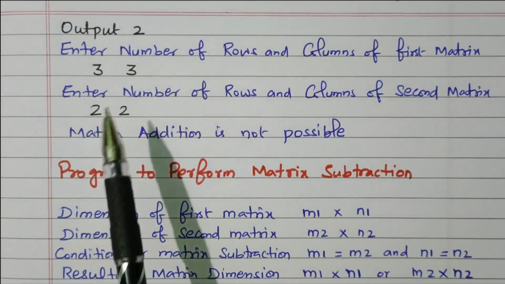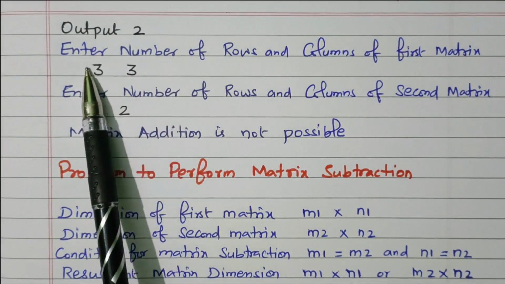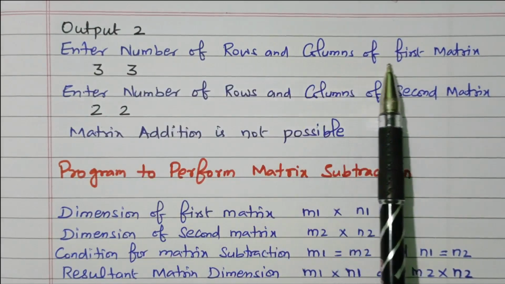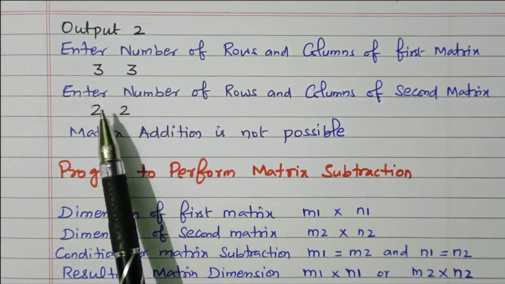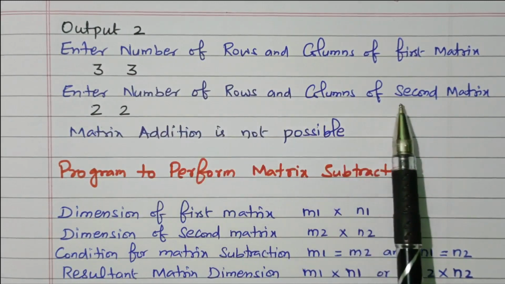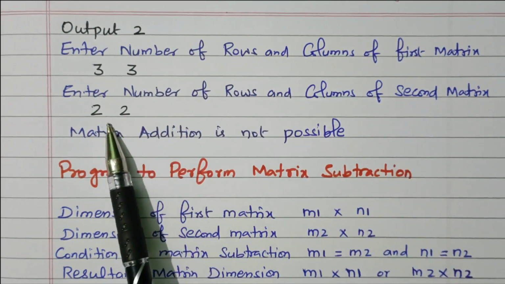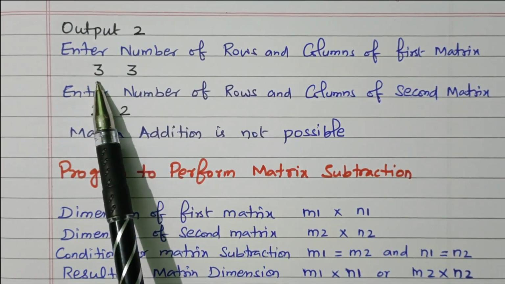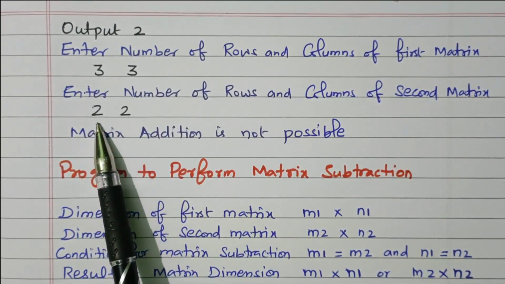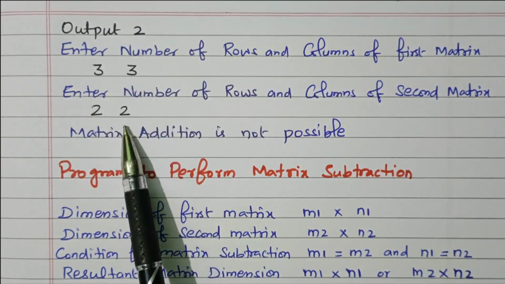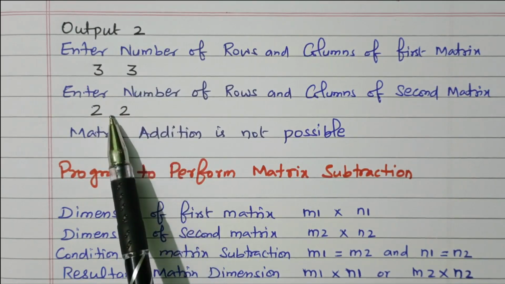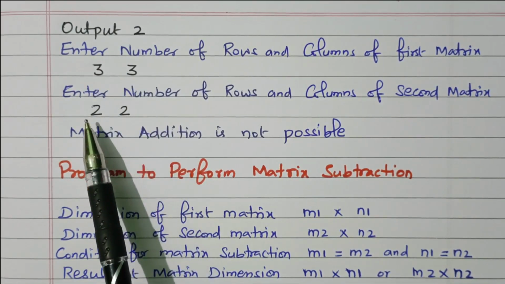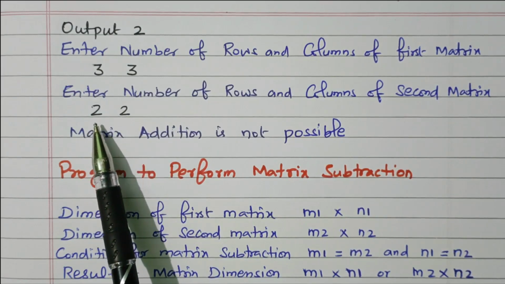So the second possible output here: we ask the user to enter the number of rows and columns, 3 3. Enter the number of rows and columns of the second matrix. What we entered is 2 2, right? So these two are not equal. The number of rows in the first matrix is not equal to the second matrix. Similarly, columns also are not equal. We cannot perform it because both should be equal. Then only we can add the relevant elements, right?